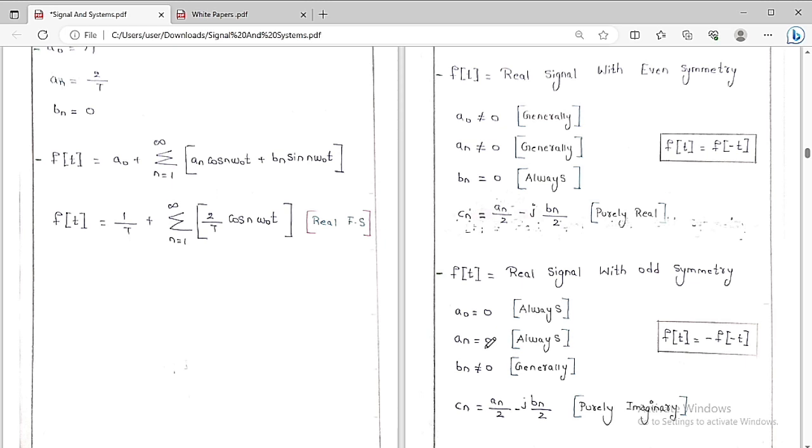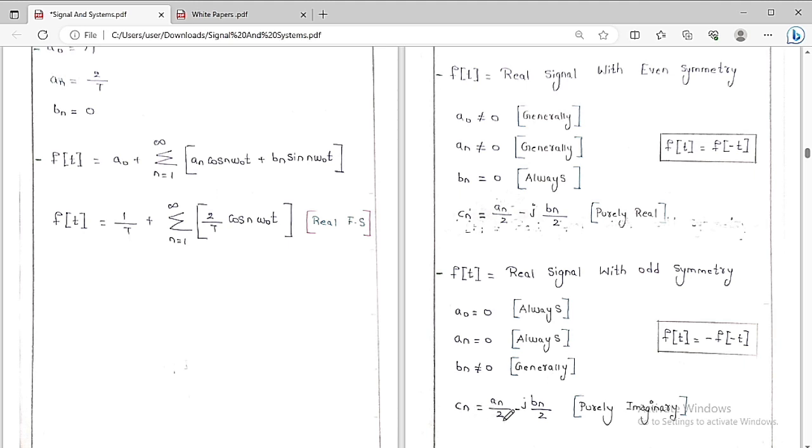Then Bn. Bn is nothing but 2 by T integration over the T f of t sin n omega naught t dt. As f of t is an odd signal and sin is also an odd signal, multiplication of two odd signals we are going to get an even signal. So integration over one complete time period for an even signal, you are going to get some non-zero value. Therefore we can say Bn is not equal to 0 in this case. Then a naught is 0, an is 0 and Bn is not equal to 0 in the case of this signal. So we can say the DC term is absent, all the cos terms are absent, but all the sin terms are present.